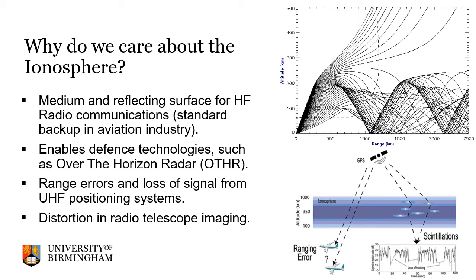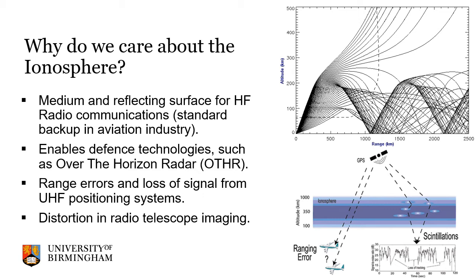Not only does the ionosphere affect the high-frequency band, but it also affects signals in what we call the ultra-high frequency, or the UHF band. These are signals in the low gigahertz range, in the low end of the microwave band. And what happens is, as a signal propagates through the ionosphere, it can become distorted. It can be scattered by structures within the ionosphere, and it can be slowed down.